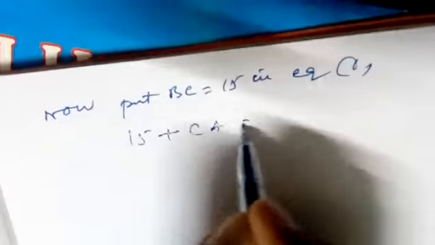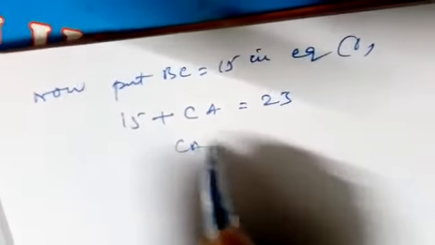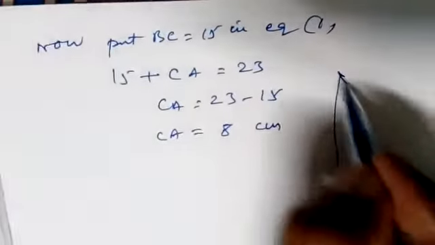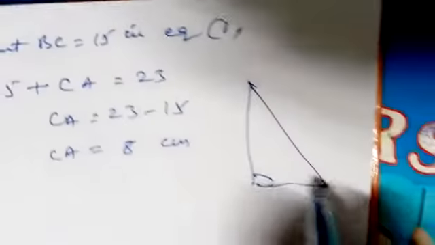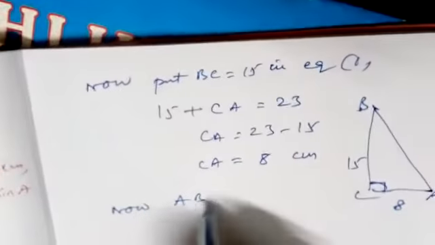Now put BC is equal to 15 in equation 1. So 15 plus CA is equal to 23. CA is equal to 23 minus 15. So CA is equal to 8 centimeters. Now, BC gets 15, AC gets 8. So now we need to find the value of AB.